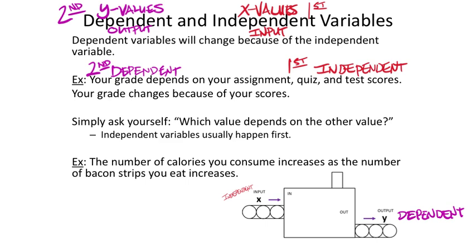But in any case, here, you have to eat the bacon strips first, and then you can figure out how many calories you've taken in, that's consuming, right? So in this one, same idea. The bacon strips has to happen first, which makes it independent. And then you can figure out how many calories you'd get out of that. So that's what makes the calories here dependent, because they happen second.